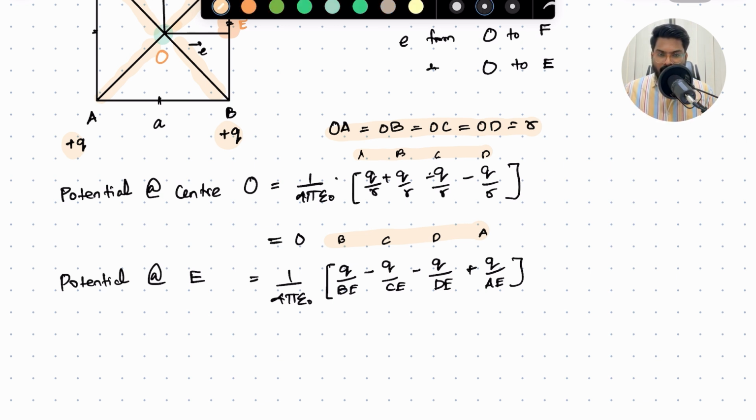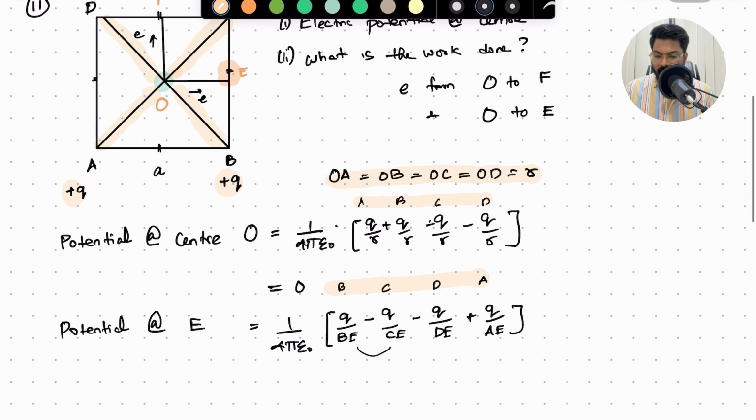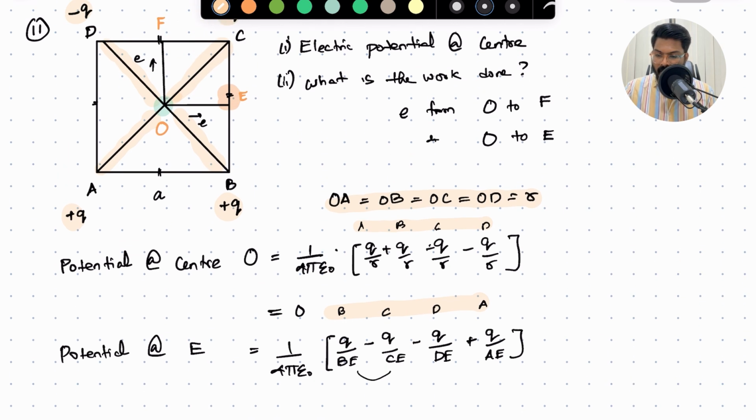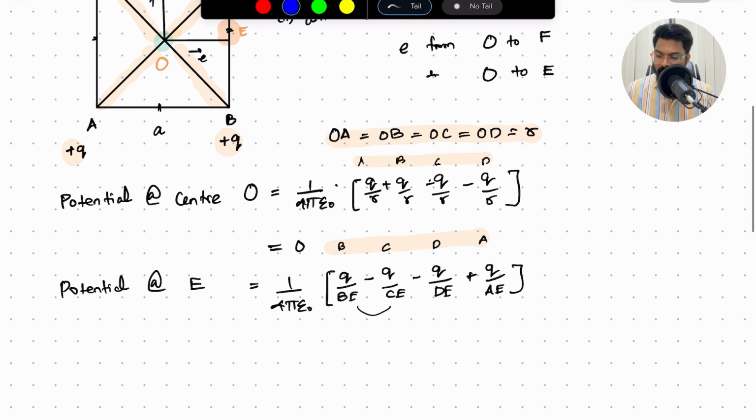Okay, so let's remember where these charges are coming from. They are all going to get cancelled out, because BE and CE are the same. DE if I join and AE if I join, they would be the same. So this is going to be again 0.